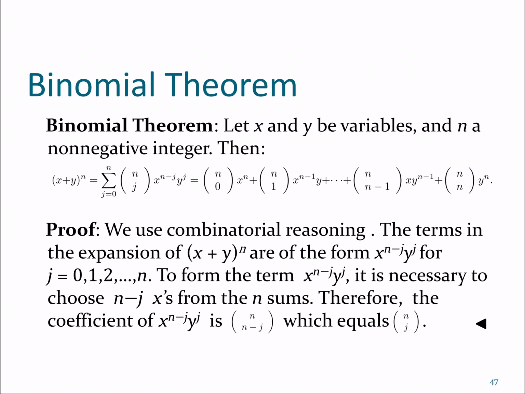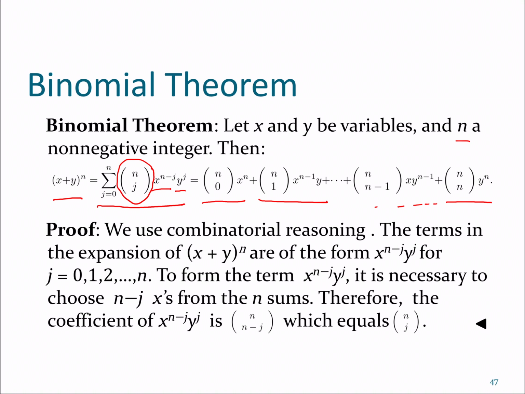The binomial theorem states that for a general n, we can expand this polynomial into the following terms. It will be the sum of terms, where each term has x to the n minus j power times y to the j power, and also a combination n choose j. Expanded, the first term is x to the n times n choose 0, and the next term is x to the n minus 1 power, y to the first, times n choose 1, and then it goes on. The last term is n choose n times y to the n.